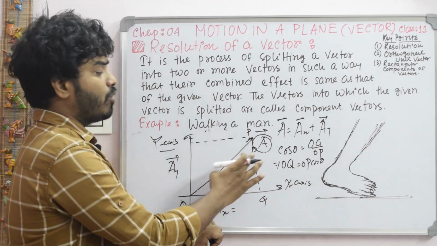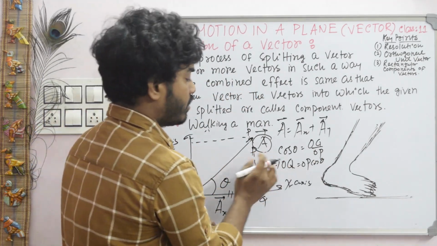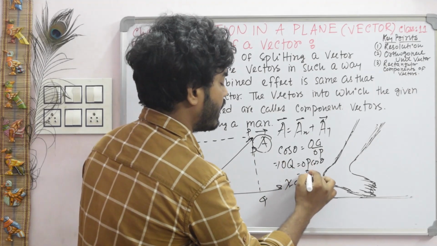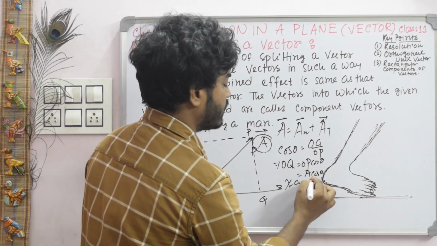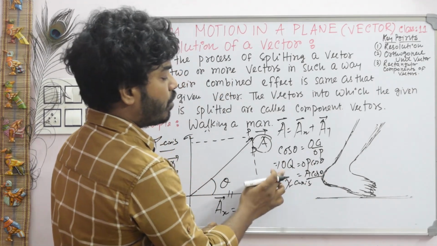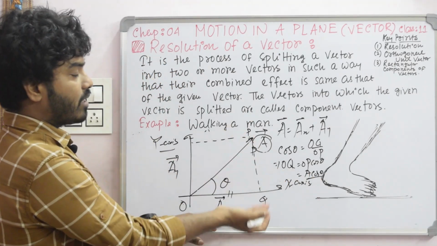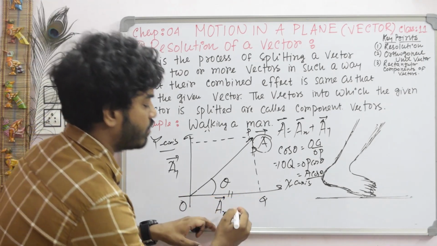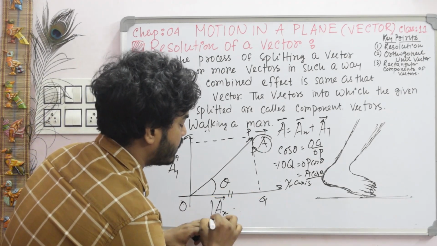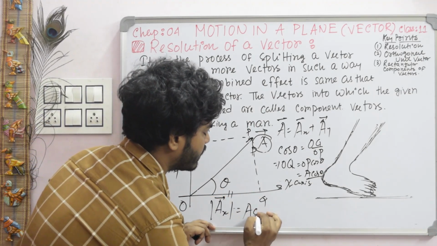What is OP? OP represents vector A. So in the place of OP you can write A and this is our cos theta. Okay. So OQ means A cos theta. So A vector has some component which is along x axis, which has magnitude value A cos theta.